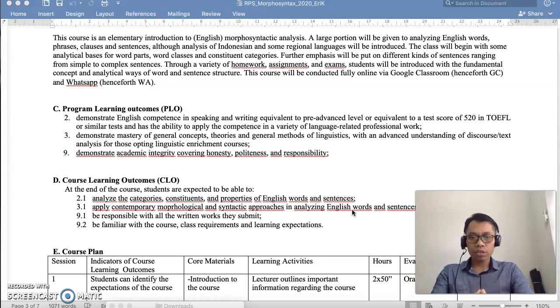have to demonstrate English competence in speaking and writing equivalent to pre-advanced level or equivalent to a test score of 520 in TOEFL or similar tests, and have the ability to apply the competence in a variety of language-related professional work. And then the next one, you have to demonstrate mastery of general concepts, theories, and general methods of linguistics, with an advanced understanding of discourse and text analysis for those opting for linguistic enrichment courses. And finally, you have to demonstrate academic integrity, covering honesty, politeness, and responsibility.